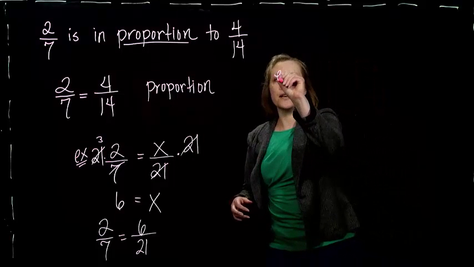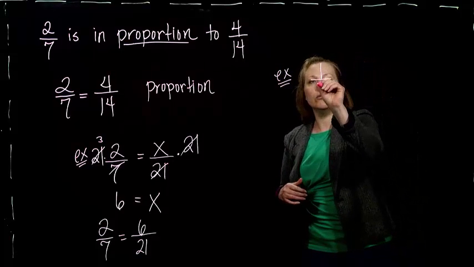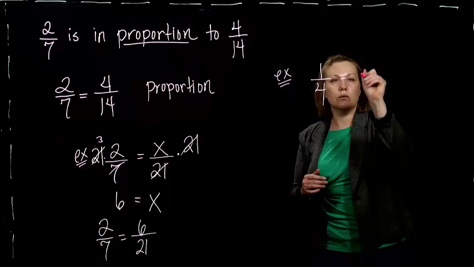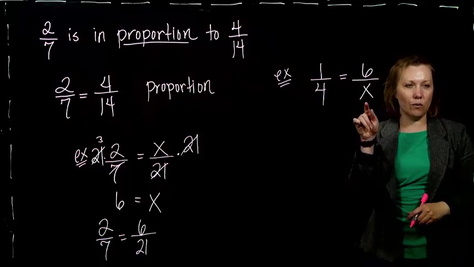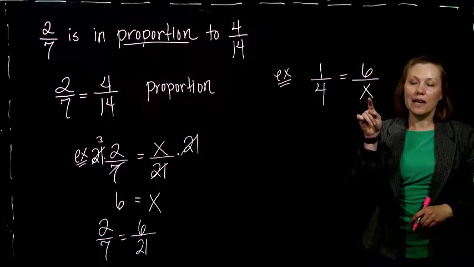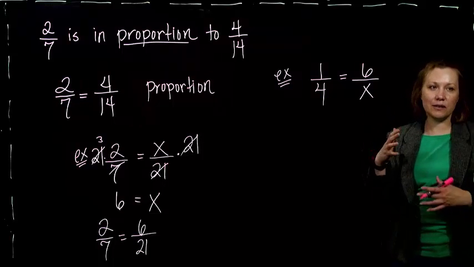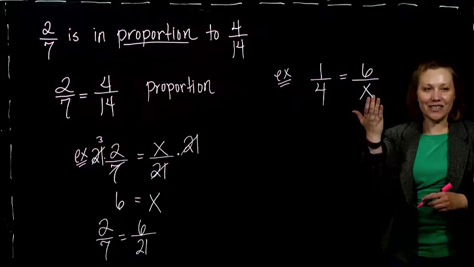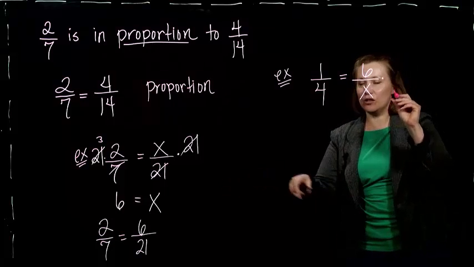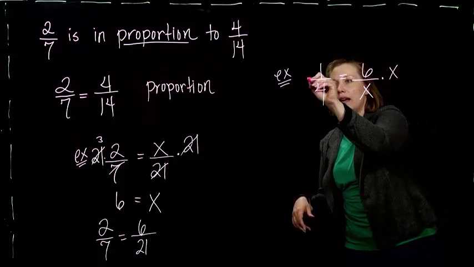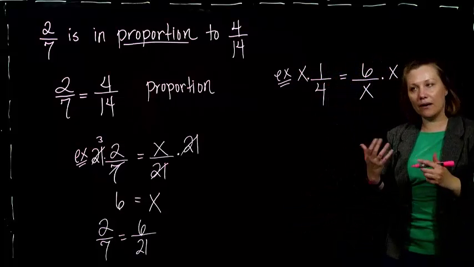So just another quick example of another type of problem you might encounter. 1/4 = 6/x. This one's a little bit different because now the value that I'm looking for, the variable, is in the bottom. But that's okay. We can still handle it. Remember, these variables are just numbers, and so they act just like numbers. So we can do the same thing we did with the 21. We can multiply both sides by x because we can't get 1x on the top if our x is in the bottom, so we have to get it out somehow.